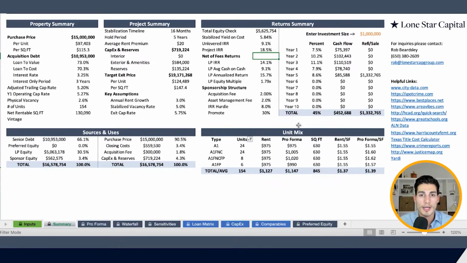Okay, today we're talking about the dual tranche syndication structure, or where you have a Class A and Class B investor structure. And what this is, if you're not familiar, it's essentially where the sponsor creates a synthetic preferred equity position within their own deal and with their investors.